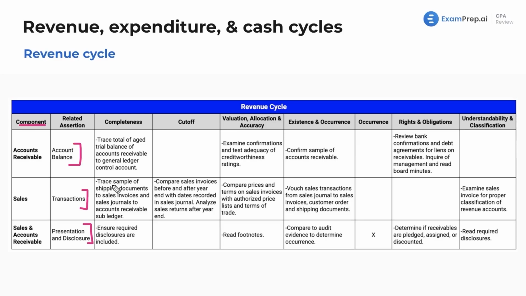First, for completeness, we can trace a sample of shipping documents to the sales invoices and sales journals to the accounts receivable subsidiary ledger. If we take a look at the shipping documents, we could say we shipped 20 pieces of inventory. That should tie to the invoices, to what we are trying to bill the customers, and the sales journals to the accounts receivable ledger.